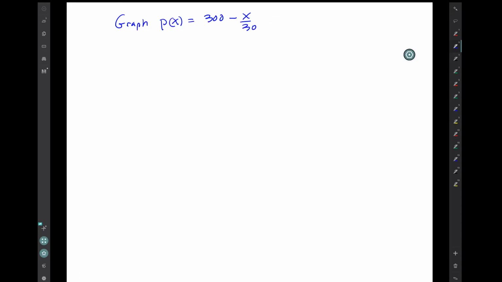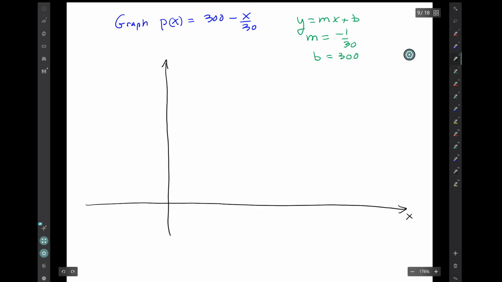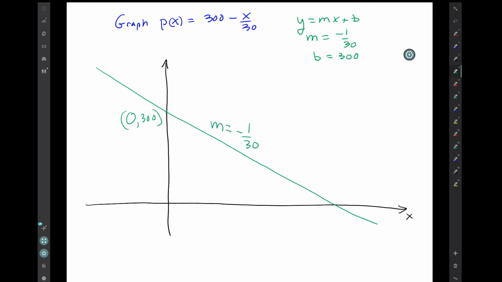How do we graph that? It might help to realize that the form is this. So the form is a line equation. So we have a line that has a y-intercept at the point (0, 300) and has slope minus 1 over 30. So there's a graph of this abstract equation.